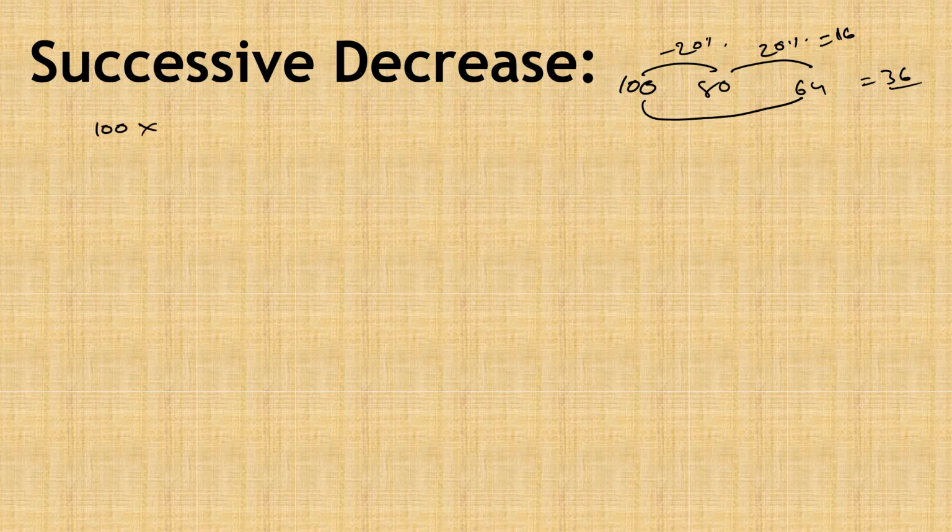Similarly, 100 decreased by 20%, that is 8 by 10. Again decreased by 20%, that is 8 by 10. Zeros get cancelled. 8 8s are 64. 64 is the new number. And the effective change is 100 minus 64, that is 36. Effective change.